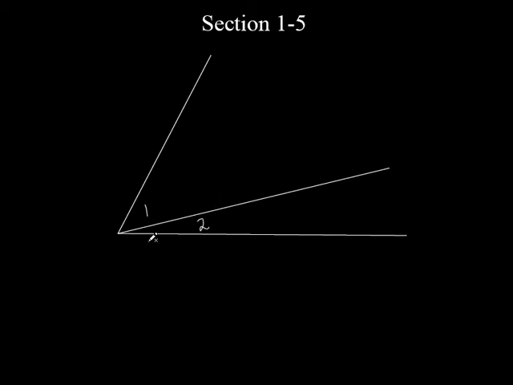So the first thing we're going to talk about are these two angles. See how they're kind of next to each other? They're right next door to each other, aren't they? And they also share the same vertex right there. So we call these adjacent angles. All right, write that down.